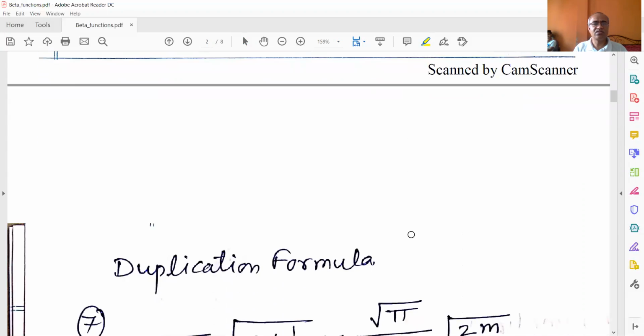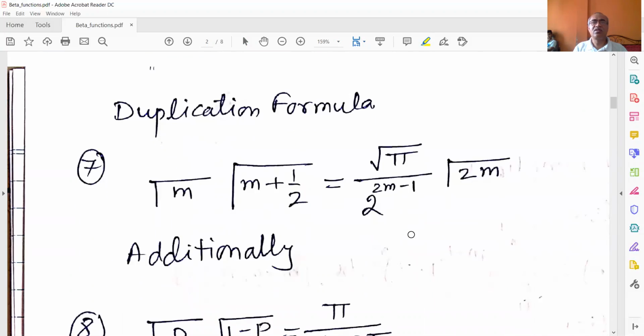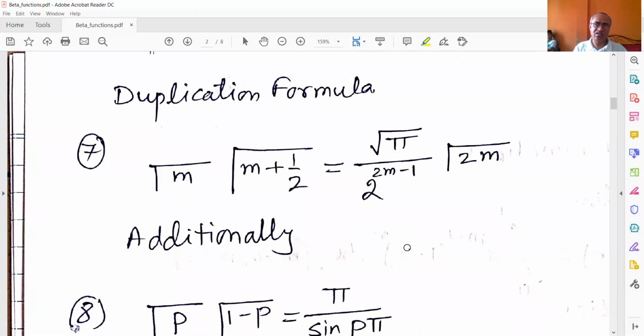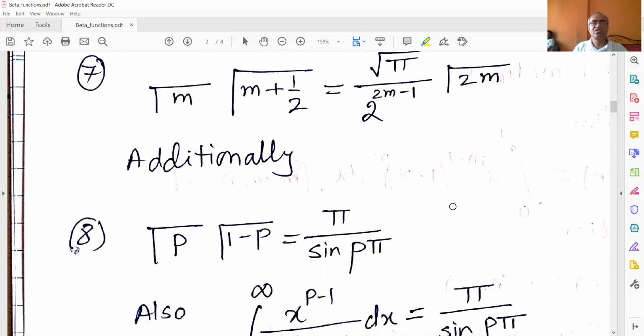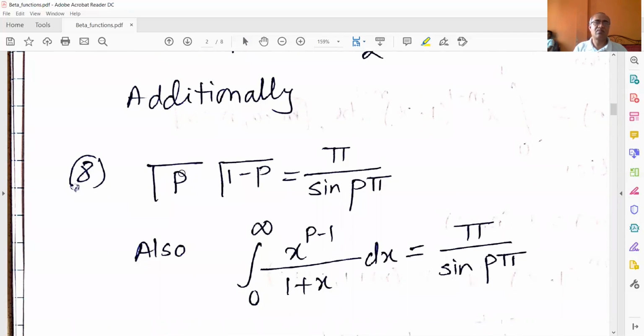The next very important thing is the duplication formula in the beta functions. What is that? Gamma m and gamma m plus 1 by 2 is equal to root pi divided by 2 raised to 2m minus 1, gamma 2m. An additional important result over here is gamma p gamma 1 minus p is equal to pi upon sine p pi.